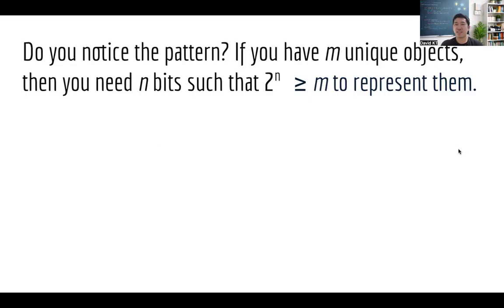Did you notice the pattern? If you have m unique objects, you need n bits such that 2 to the nth power is greater than or equal to m. So thus, if you have 3 bits, how many different objects can you represent? That's right. You can represent a maximum of 8 different items.